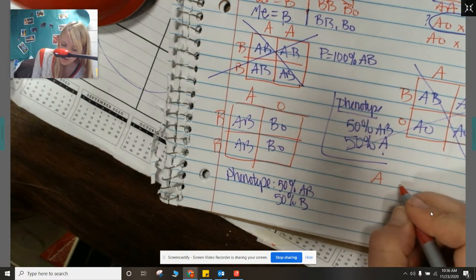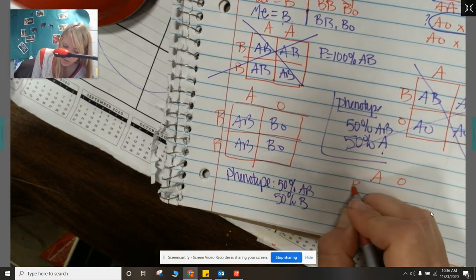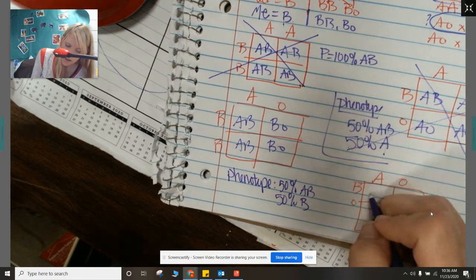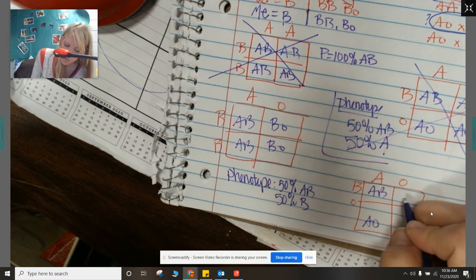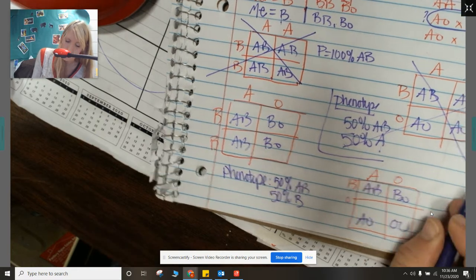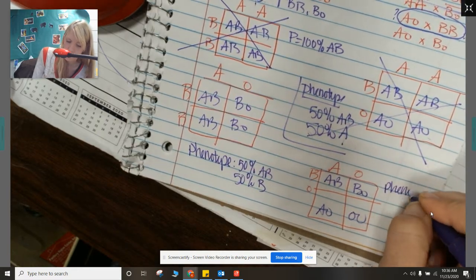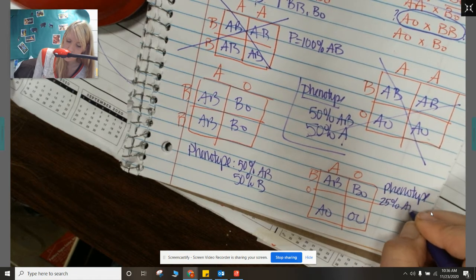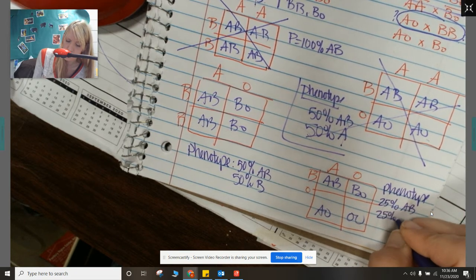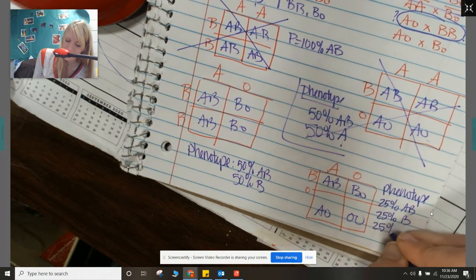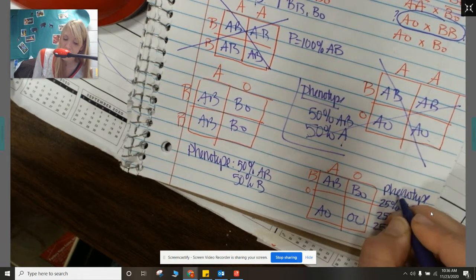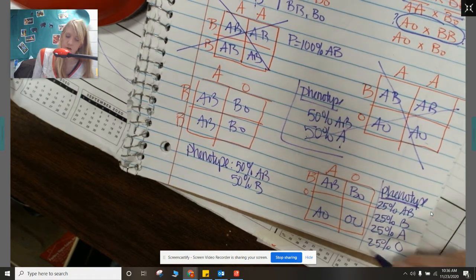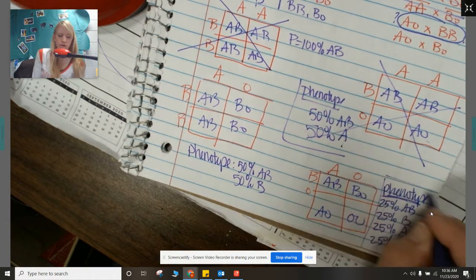Gotta keep looking. A, O, B, O. Oh, you want me to draw a Punnett square? Sorry. Okay, A, B, A, O, B, O, O, O. Oh, look at that. That is a variety. 25% AB, 25% B, 25% A. Remember, we don't write AO, we're on phenotype. 25%. Well, my parents could have had anyone.